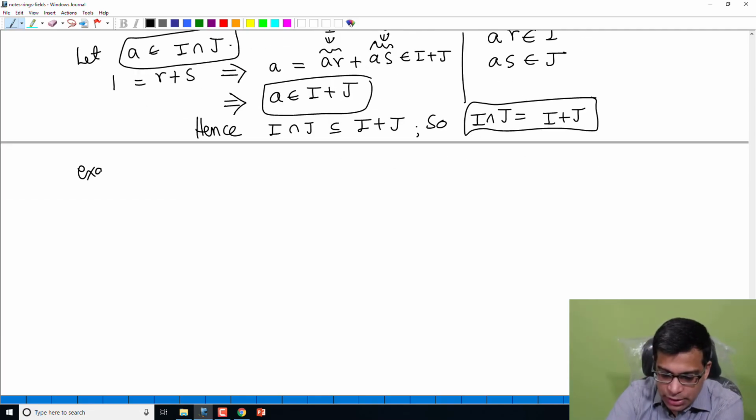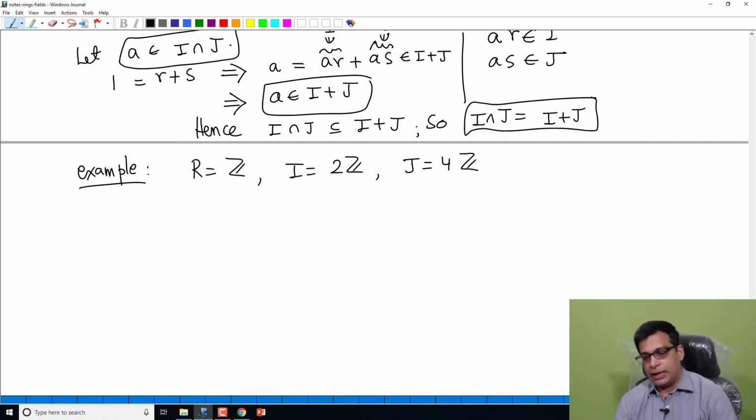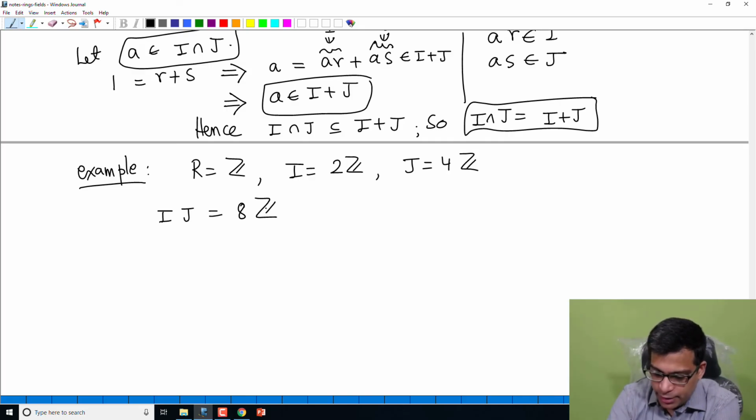So now in general, as I told you earlier, this is not true. So let's take R to be Z and I to be 2Z and J to be 4Z. So the ideal I is all even integers, the ideal J is all multiples of 4. What is IJ? In this case, you can check that it is simply 8Z. So you take products of elements of I with elements of J and you add them. Everything happens to be a multiple of 8 because 2 times 4, that is a crucial idea.